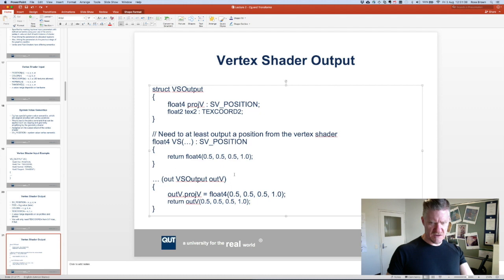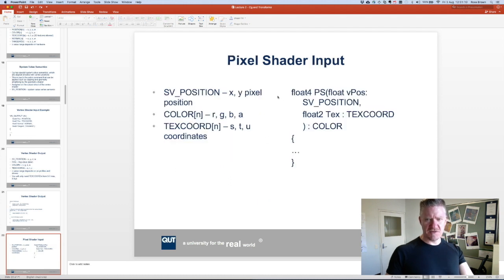Okay, now moving to the next, the pixel shader. So remember, what comes into the vertex shader gets transformed, kernel is applied, spat out to the pixel shader. And so the pixel shader input is again the system value position. They just line up, makes sense. And a color and a texture coordinate.